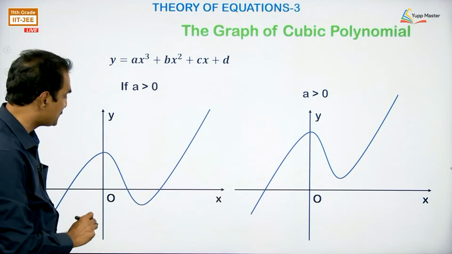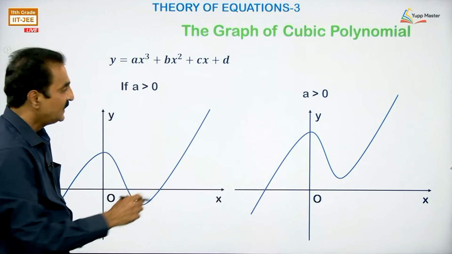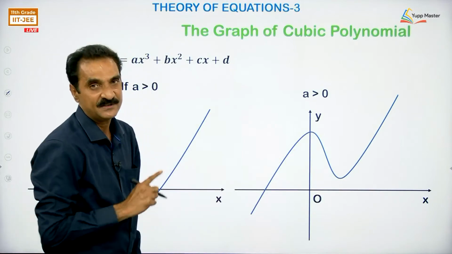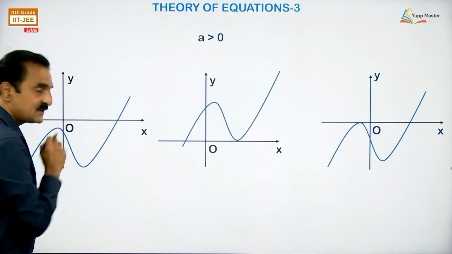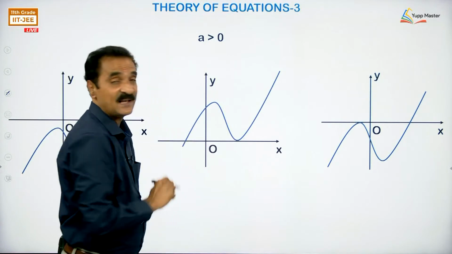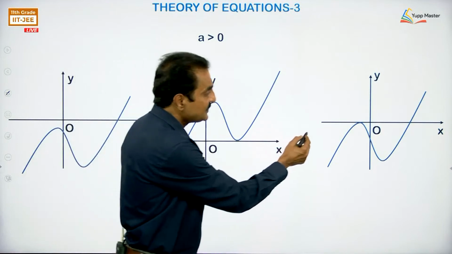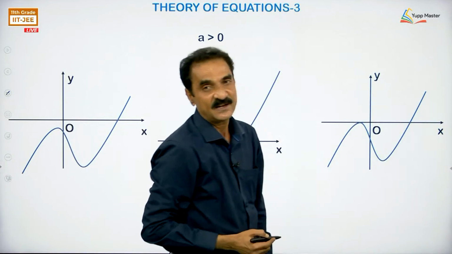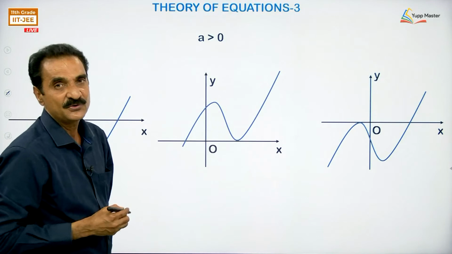See, in the first situation, the graph intersects the x-axis at three distinct points. In the second situation, the graph intersects the x-axis at only one point. And in the third case, the graph intersects the x-axis at only one point. Again, in this case, the graph intersects the x-axis at one point and touches the x-axis at one point. And here also the graph touches the x-axis at one point and again intersects the x-axis at another point. Now, to know the position of the graph exactly, we have to use calculus.